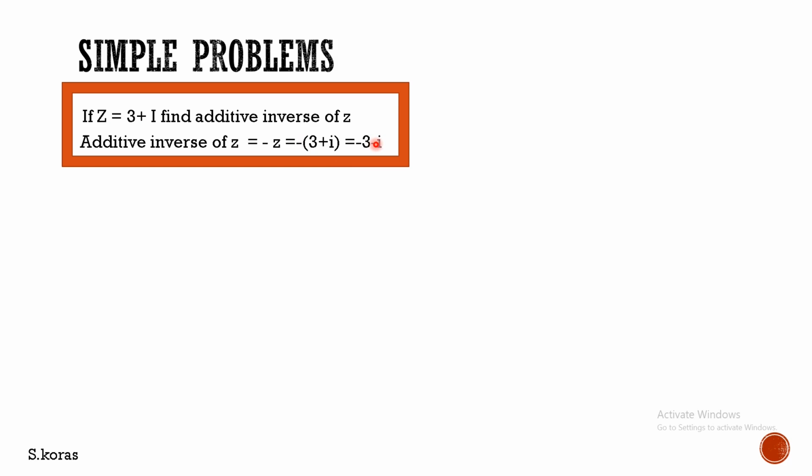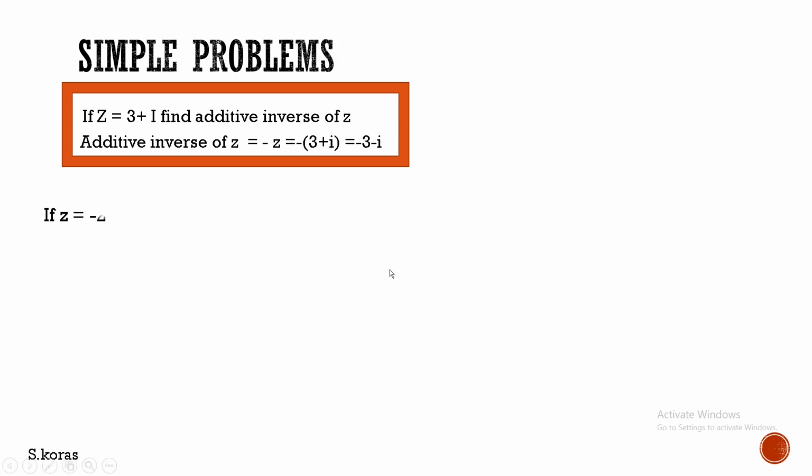If you add a complex number with its inverse, your answer will be the identity. Your additive identity is 0. So 3 plus minus 3 is 0, plus i minus i is equal to 0. The final answer is 0. So we are getting the result as identity. Hence it is verified.